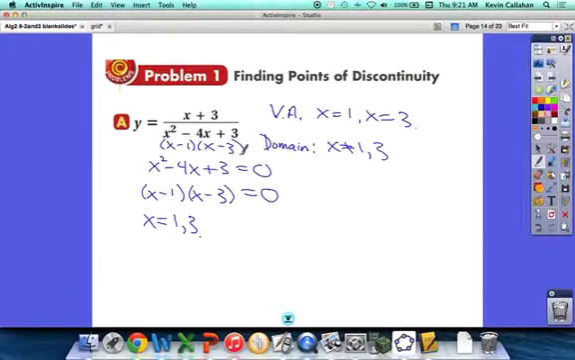Just because of x minus 1 and x minus 3, there is the x plus 3 in the numerator. Neither one of these cancel, so it's not going to become a hole. So remember, asymptotes come from the zeros of the denominator. Set equal to 0, solve. These numbers.